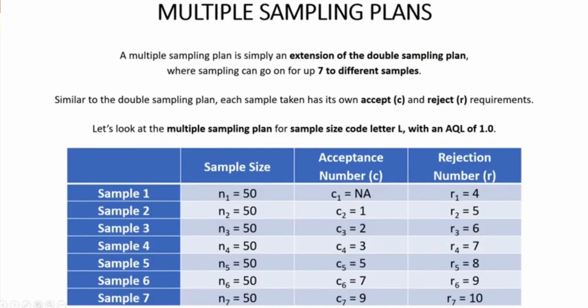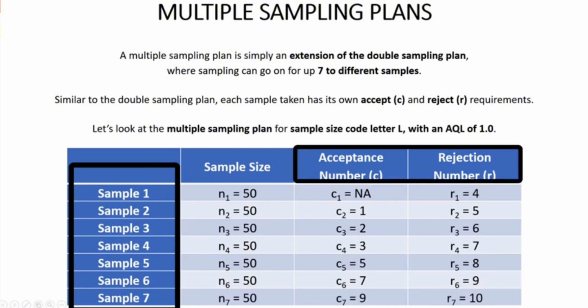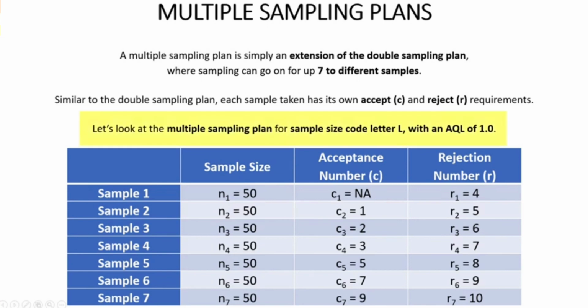And then we can stretch this idea of double sampling all the way to multiple sampling. A multiple sampling plan is simply an extension of double sampling where we can take up to 7 different samples. And each of these samples that we take has its own accept and reject criteria. Now the example I'm showing you here is the multiple sampling plan for the sample size code letter L with an AQL of 1.0, because I want to show you the differences between single sampling, double sampling, and multiple sampling.